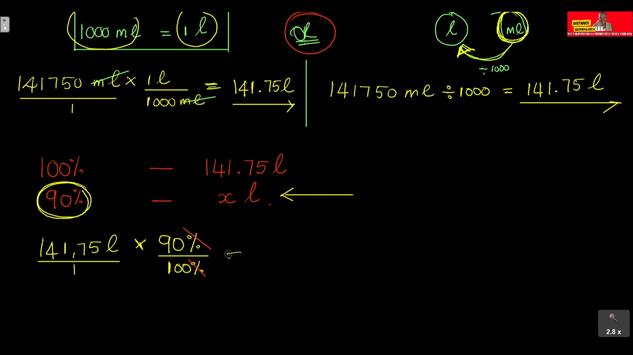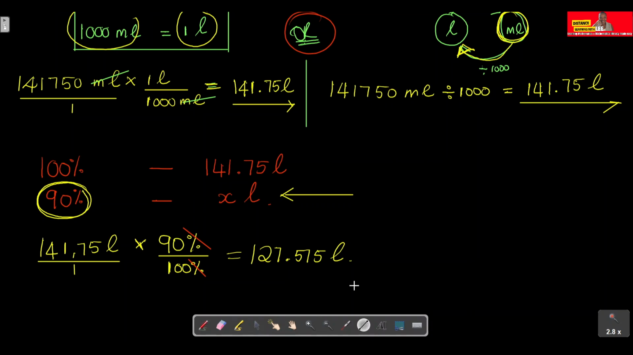If you punch that into your calculator, you will get that if this tank is filled to 90% of its capacity, we just have 127.575 liters of water in our fish tank. And we are basically done.